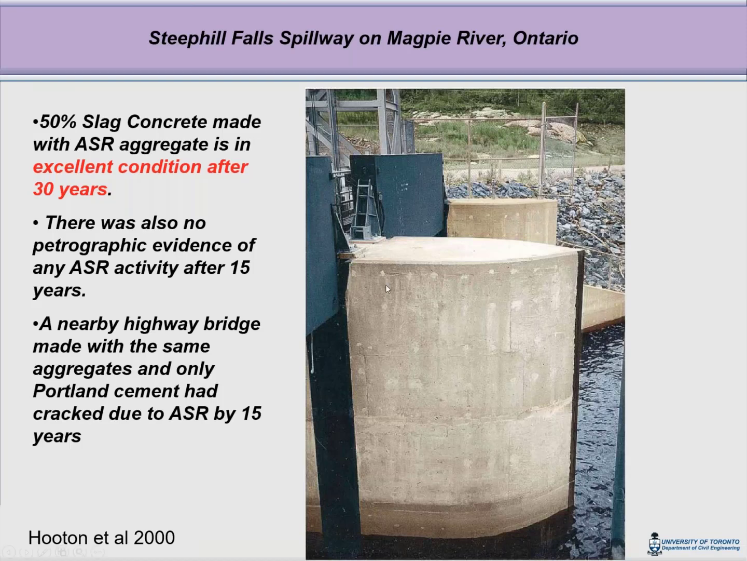We actually built a dam in Ontario, several dams in northern Ontario near Lake Superior back in the mid-80s. And with 50% slag with a known reactive aggregate, after 30 years, there's still no cracks in that concrete. There's no signs of it petrographically. I've got to get some more cores and check it, but there were no signs 15 years ago. The highway department built a highway bridge from the same ready mix plant using the same cement and the same aggregate, and it cracked up well before 15 years. They didn't use slag, but on the dam they used slag, and there's no cracking.